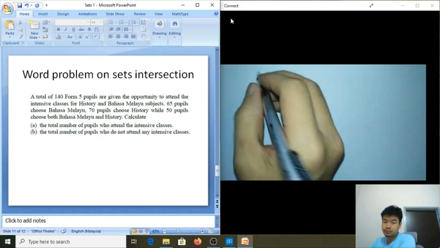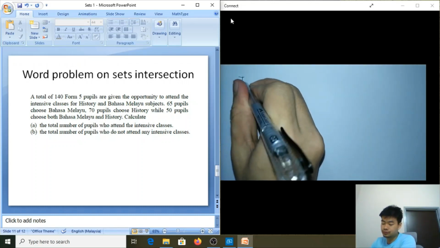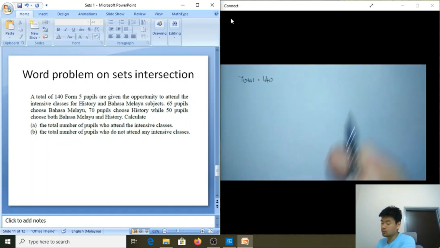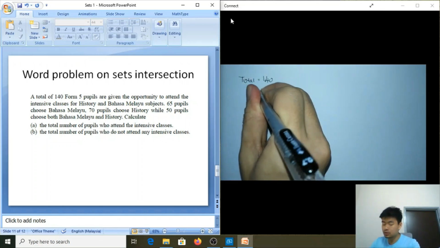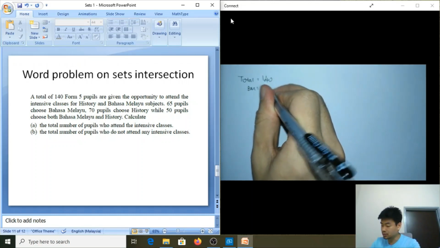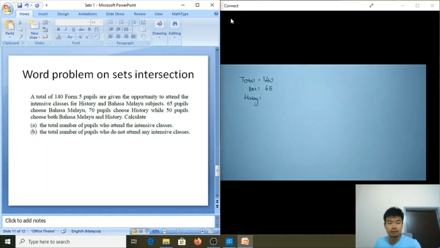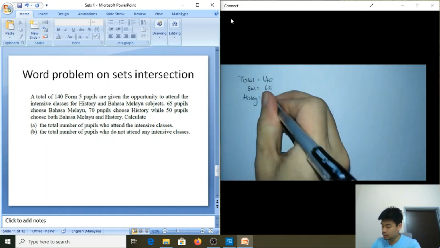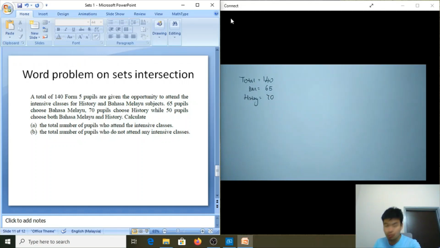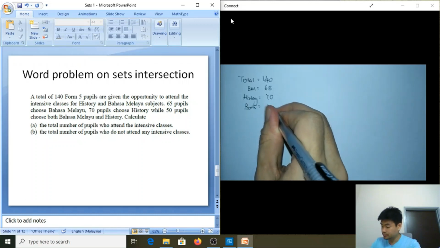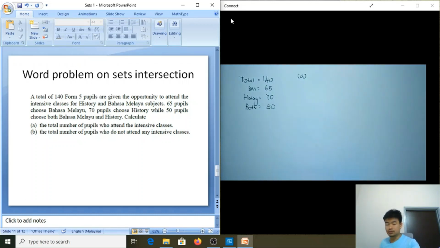So there are a total of 140 pupils. How many choose Bahasa Melayu? We have 65 pupils. How many choose history? We have 70. How many actually choose both? There are 50.